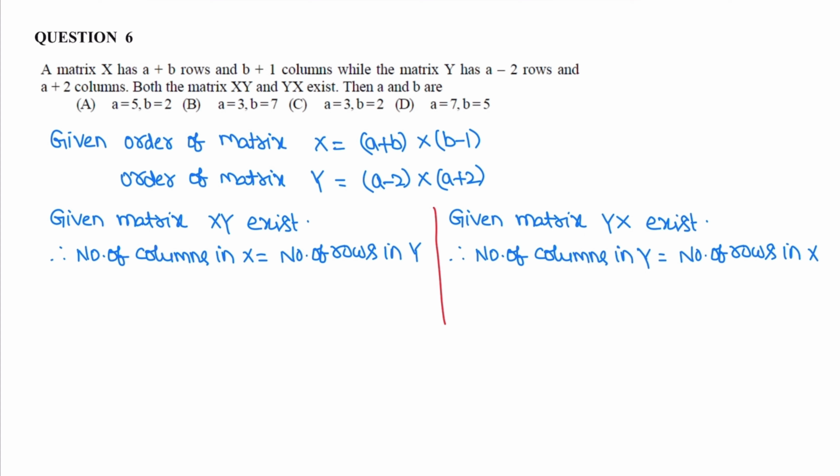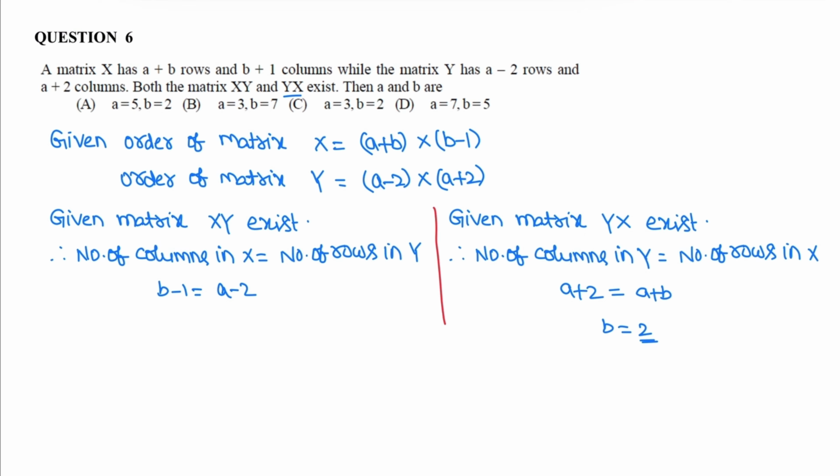So for xy, the number of columns b minus 1 is equal to the number of rows a minus 2. So this is equation 1. Similarly, in the question they have given that matrix yx exists. That is, the number of columns in y is equal to the number of rows in x. Number of columns in y is a plus 2. Number of rows in x is a plus b. So from here, a gets cancelled, b value is 2.